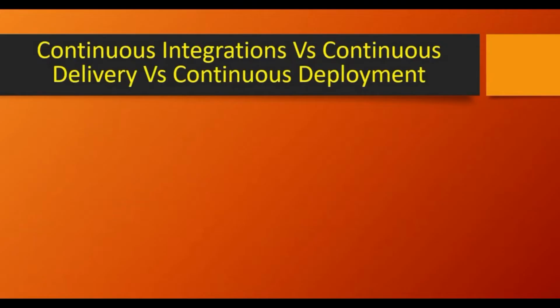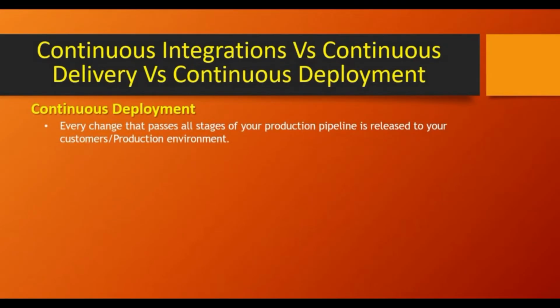Now moving on to continuous deployment, which is also a continuation of that. The difference is that every change that passes all stages of the production pipeline will be released to the customer or production environment itself. When we looked at the pipeline, where build, testing and staging are all passed, it will also deploy to the production or customer environment automatically.